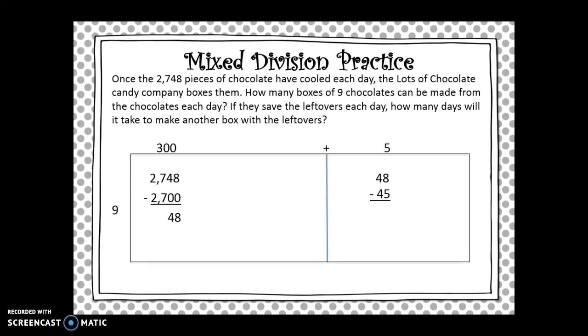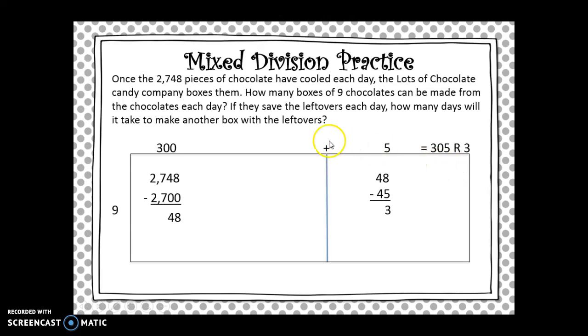Now you have to subtract 45 from 48. Pause the video as you write this down. When you subtract, you should get 3 as your response. So now I take 300 plus 5 and add them together to get my full quotient, 305, and I have a remainder or a leftover of 3.